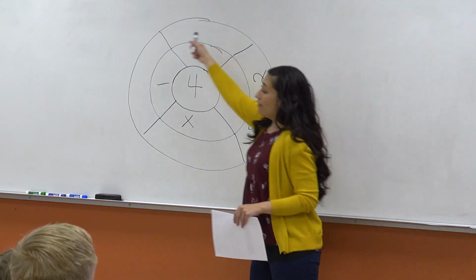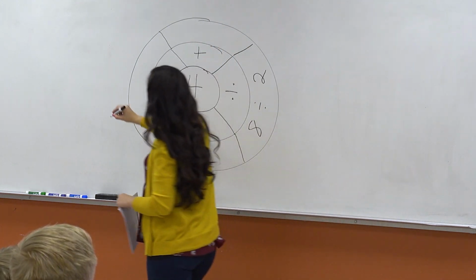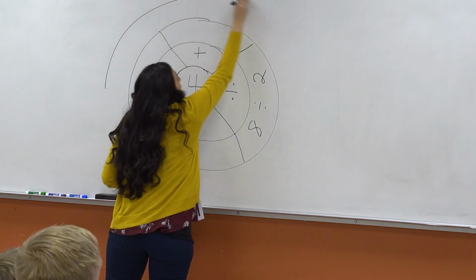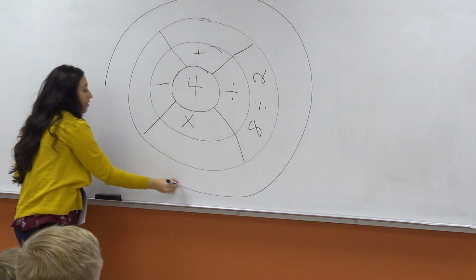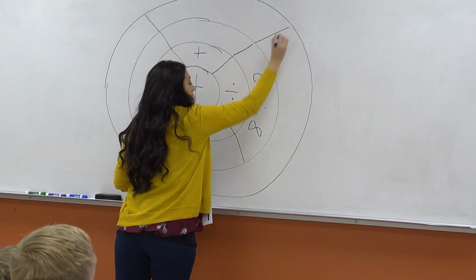Once you have your first layer on your sunburst, you are going to create an additional layer. And again, divide it into 4.